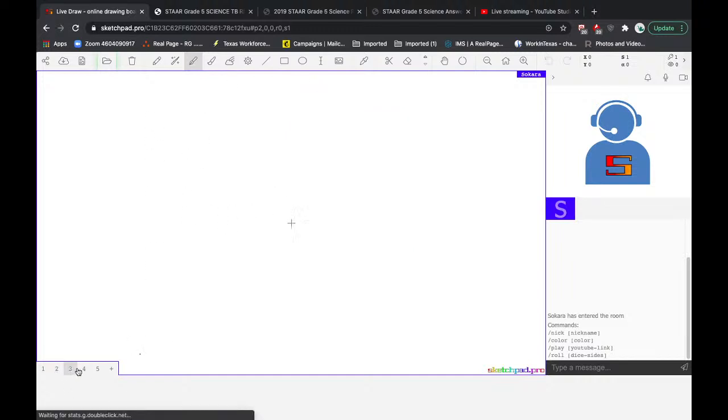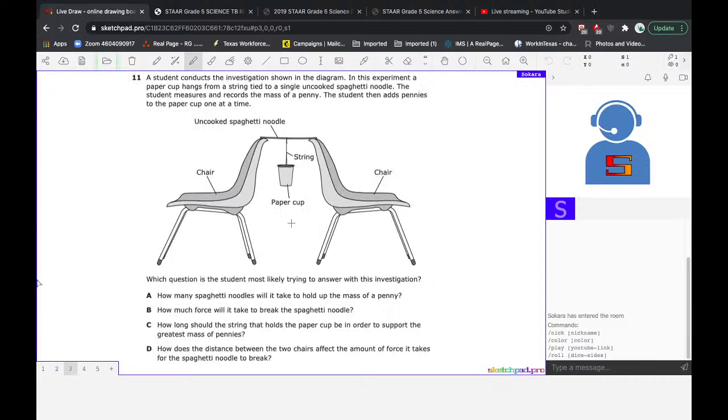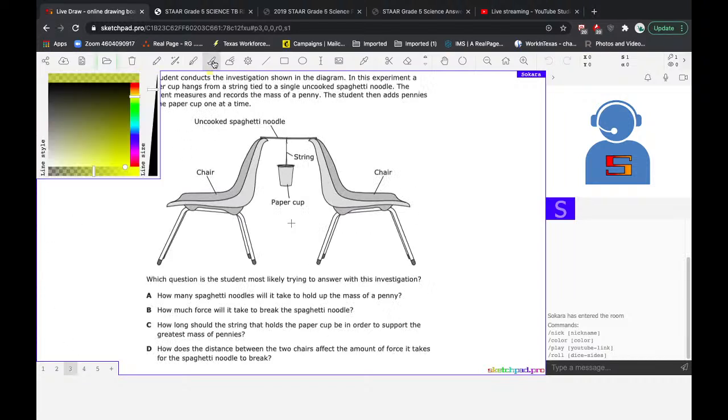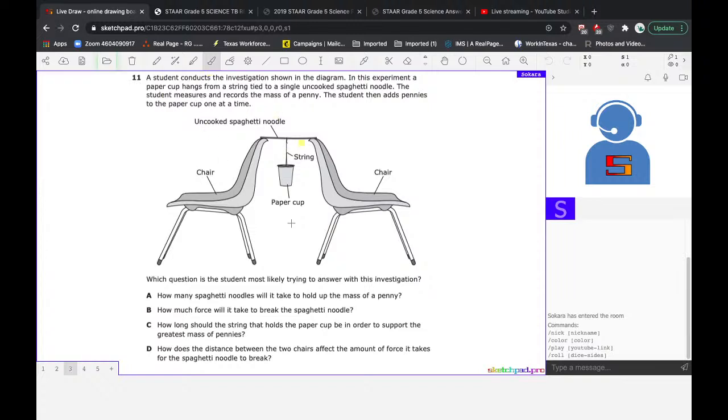Now on to the next problem. This is question number 11. When we approach problems like this, it looks like a lot. I know it can be a little tricky sometimes, but let's go through the question and highlight all the key information. A student conducts the investigation shown in the diagram. In this experiment, a paper cup hangs from a string tied to a single uncooked spaghetti noodle.